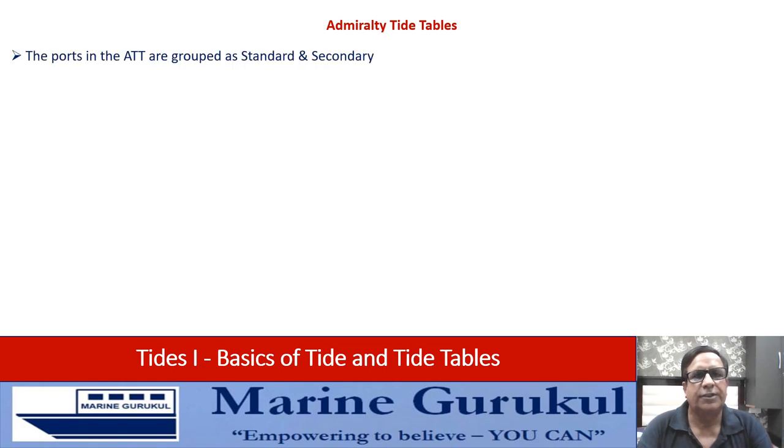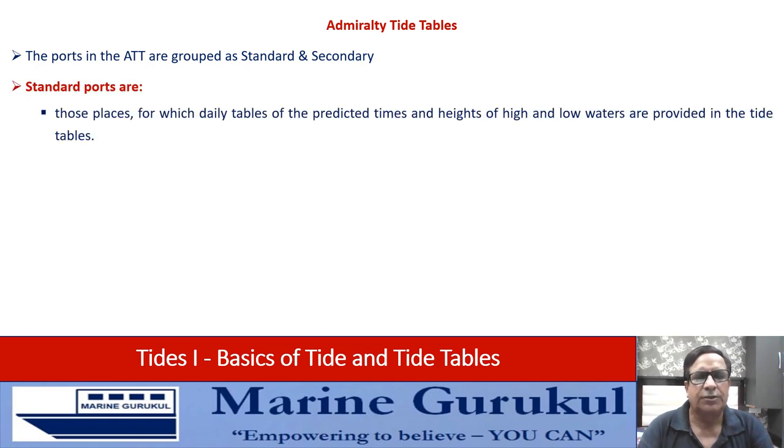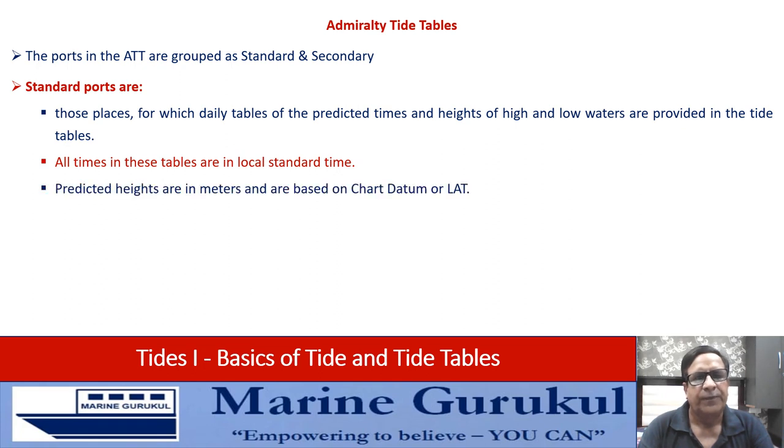The ports in the ATT are grouped as standard ports and secondary ports. Standard ports are the ones for which daily tables of predicted times and heights of high and low waters are provided in the tide tables. All times in these tables are in the local standard time. Predicted heights are in meters and are based on chart datum or LAT.